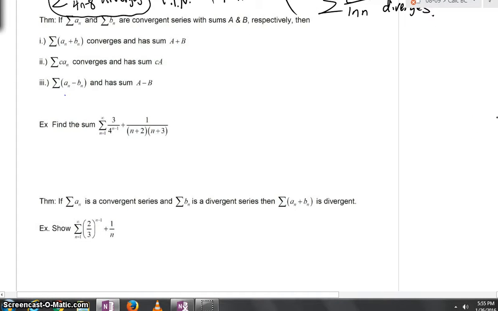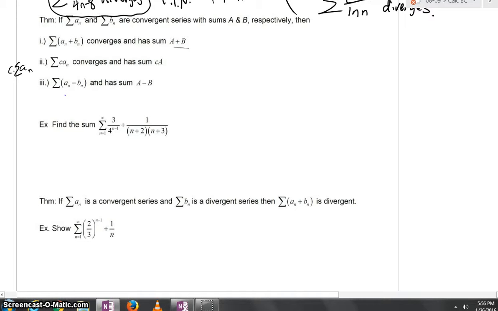If you have 2 convergent series, a sub n and b sub n, which sum to A and B respectively, look at Roman numeral 1. When you add the 2 series, you would arrive at a sum of A plus B. If you have a constant inside, you can factor that constant out. It would be like c times the series of a sub n. So that will arrive at c times A, another convergent series. If you're subtracting your 2 series, you'll arrive at A minus B.